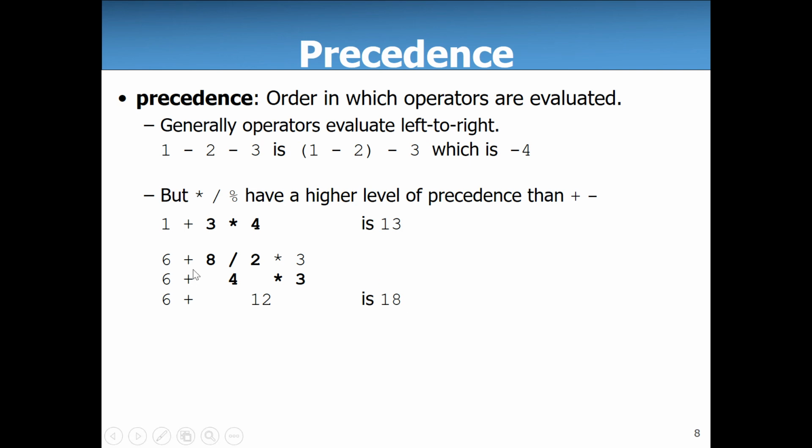So here, in this expression, 6 plus 8 divided by 2 times 3, right? We go left to right. So 8 divided by 2 gives us 4, times 3 gives us 12. 12 plus 6 is 18.